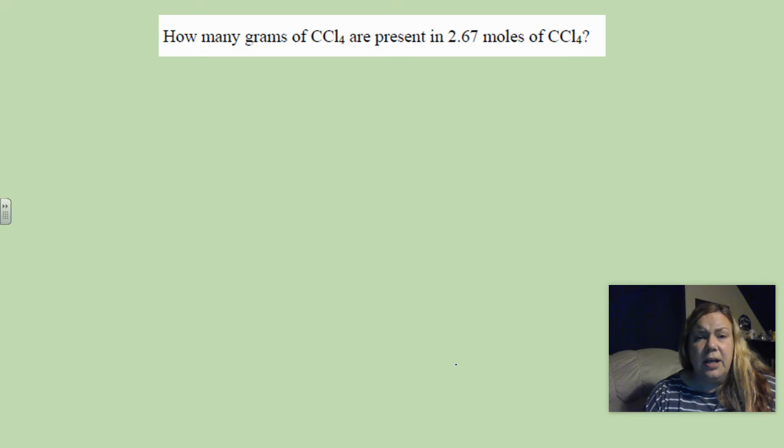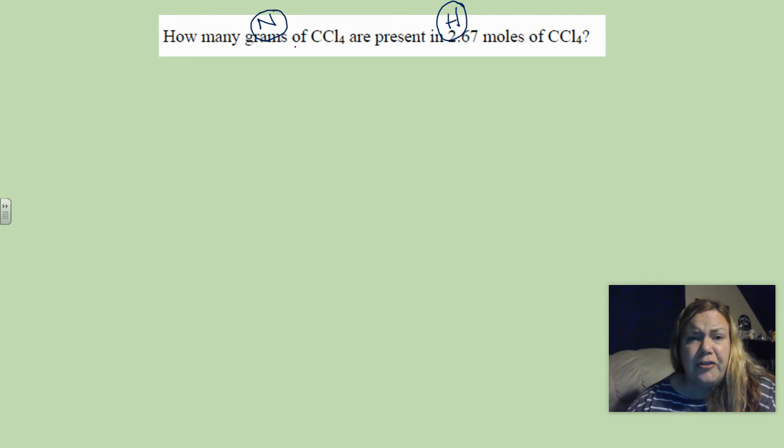How many grams of carbon tetrachloride are present in 2.67 moles of carbon tetrachloride? Take a minute to see if you can solve this. Now, let's go through this. Again, we're going to identify our have and our need. We have moles and we need grams. We need grams of the full compound, so we don't need to break that compound apart.